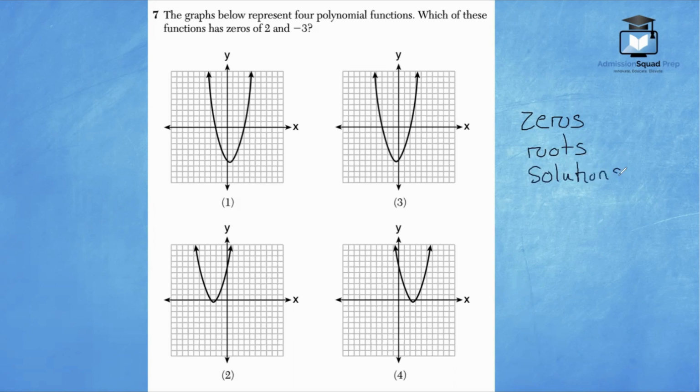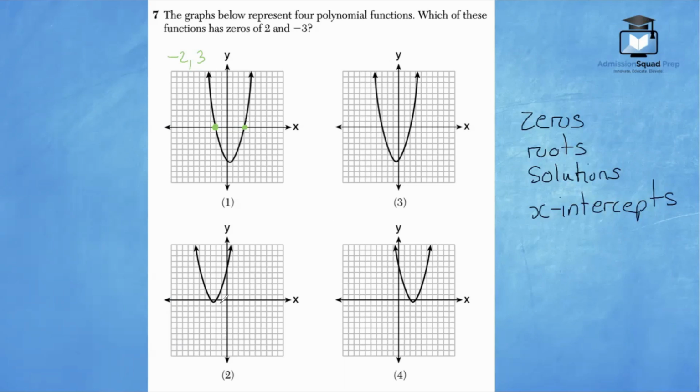They're also known as x-intercepts, which means these are the points where the graph, in this case, the parabola, also known as the quadratic function, is crossing the x-axis. So we would like to see when that's happening. In answer choice 1, the parabola is crossing the x-axis at -2 and 3. So the zeros for answer choice 1 are -2 and 3, and that is not what we're looking for.